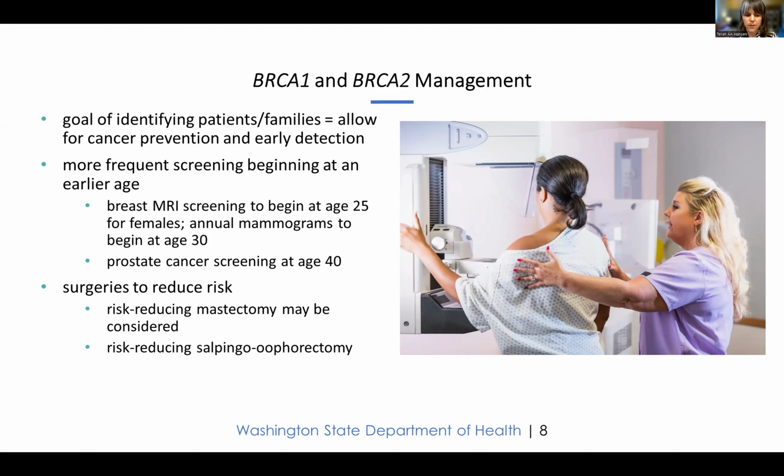We also have surgeries available to reduce risk, as an example. So removing the breast, removing the ovaries and fallopian tubes. These are ways to reduce risk for these patients.